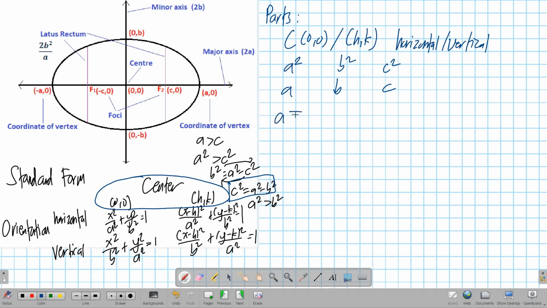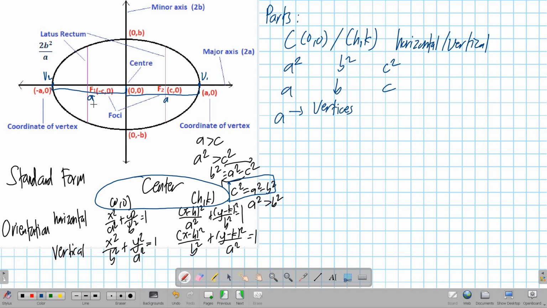For a, what we get here are these two points, V sub 1 and V sub 2, which we call the vertices. So there you go. As we can see, the distance between the center to the vertex is a. Center to the other vertex is also a. There you go. So a is related to our vertices.